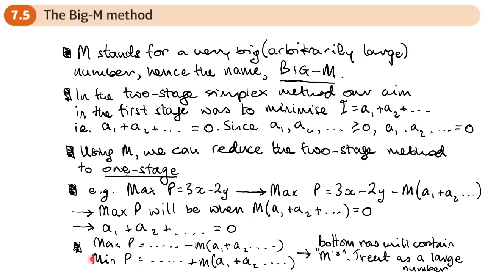So the only thing that's really going to change when we use this method is that when we have a maximization problem, we'll subtract m times the sum of our artificial variables, and when we minimize p, it will be adding m times the sum of our artificial variables. So that means that when we do our table using the simplex method, we will have m's on the bottom row, but we just treat these as large numbers and we proceed exactly the same as before.